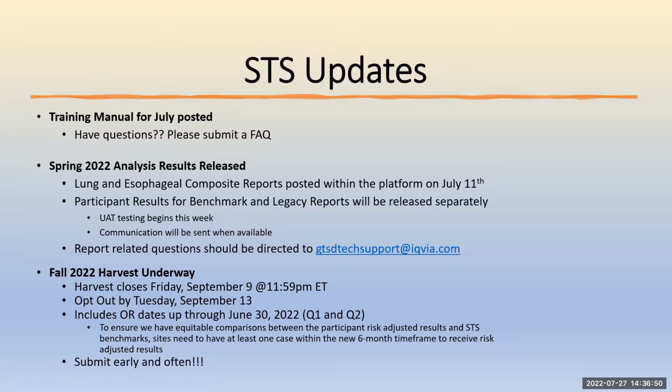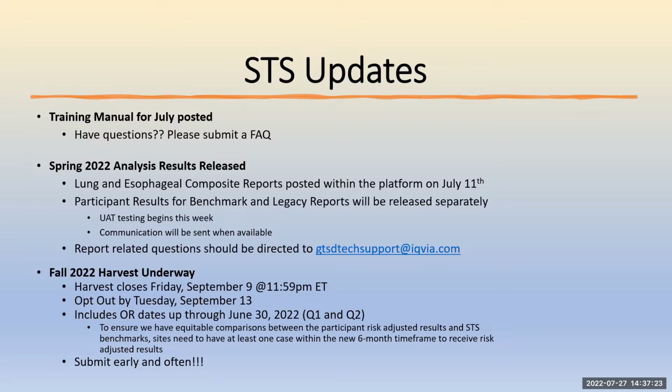The fall 22 harvest is currently underway. That harvest is set to close on Friday, September the 9th at 11:59 p.m. Eastern Time. So please be sure to get your data submitted for the fall 22 harvest prior to 11:59 p.m. Eastern Time. We encourage you to submit that data early and often. Opt out is Tuesday, September 13th. So you have until Friday, September 9th to get those harvest files in.